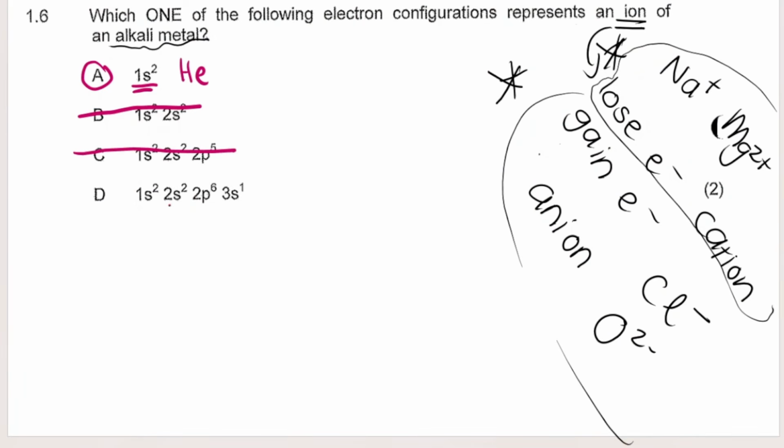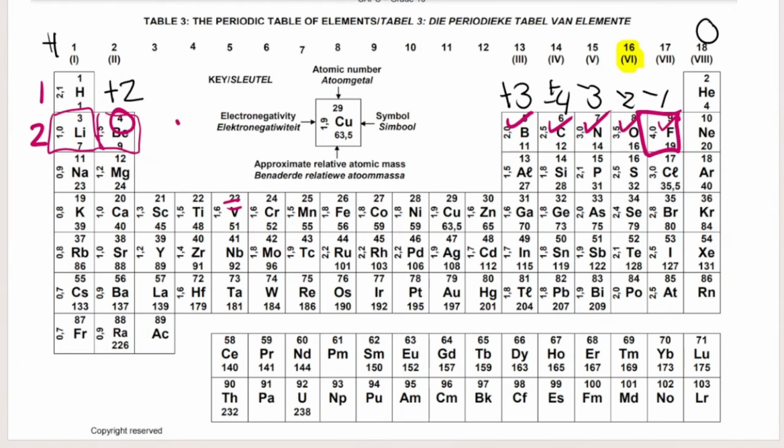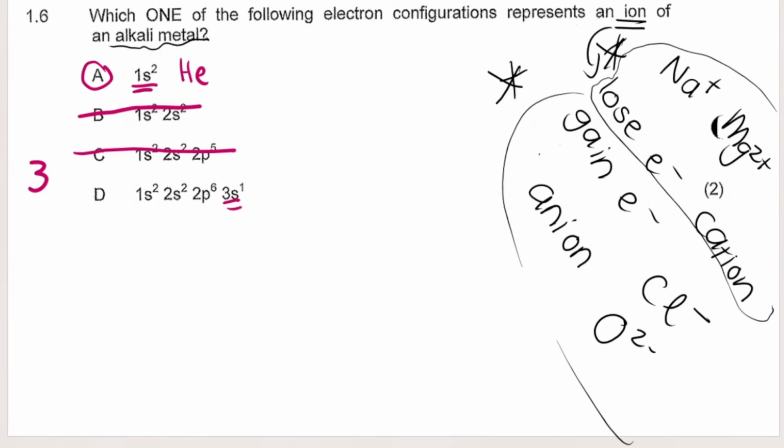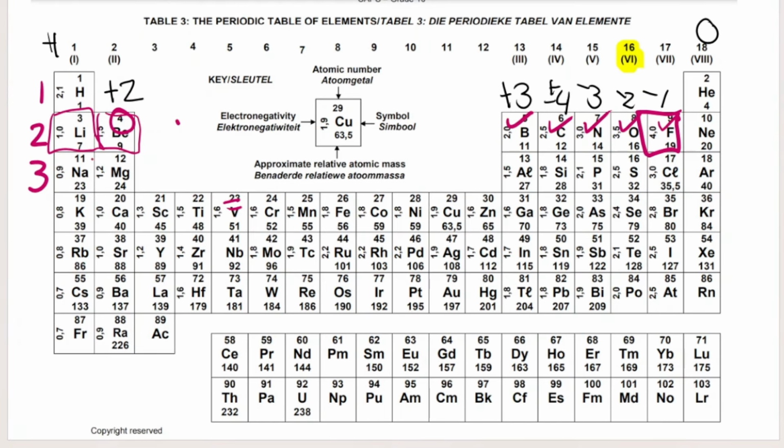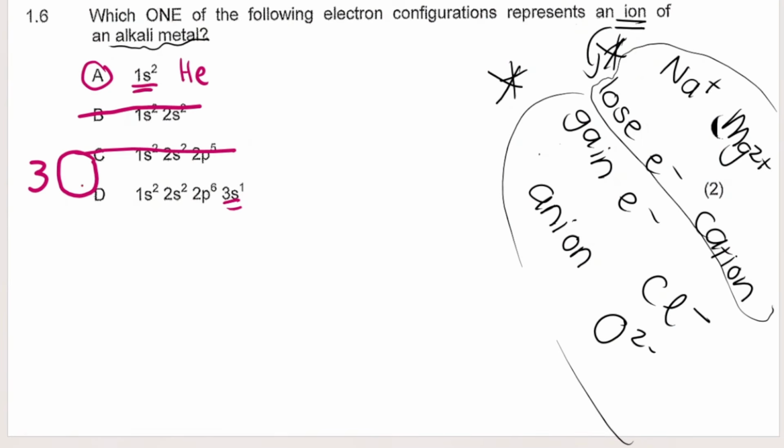D, 1s2, 2s2, 2p6, and 3s1. So for an atom ending on 3s1, it means that it is in the 3rd period. So it means we're all the way down here now. This is period 1, period 2. It means we're in the 3rd period. And let's just go back and double check. 3s1. So 3s1 would be sodium. Sodium is an alkali metal. It's not an ion of an alkali metal. So D would probably be the closest guess, but our answer is A.